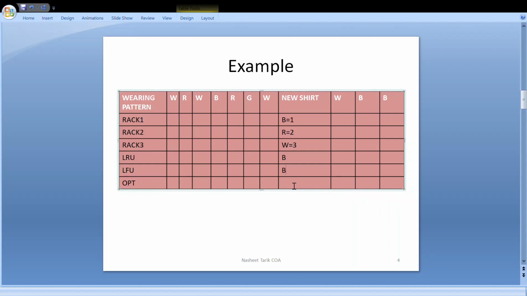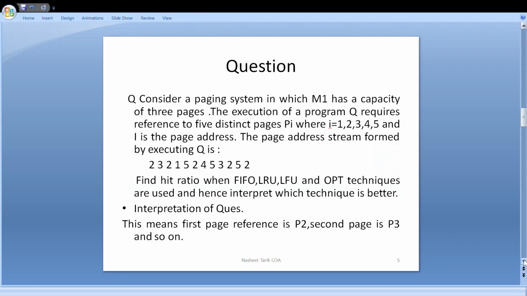So your mom knows you very well, so she could predict which shirt you will be wearing in the future. She knows that you will be wearing a white shirt tomorrow and then a black shirt, and the red shirt, the color is very fast, so you will not wear it in future. So she will replace this red shirt in your cupboard with a new shirt. So this was an example to tell you the meaning of each and every algorithm.